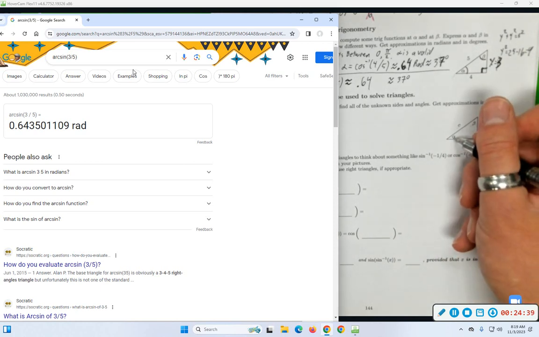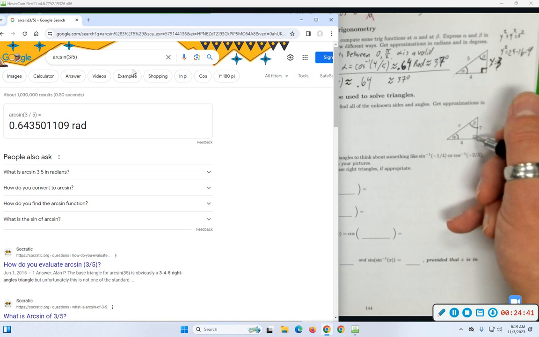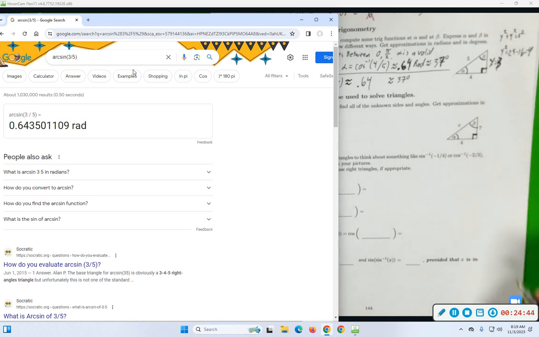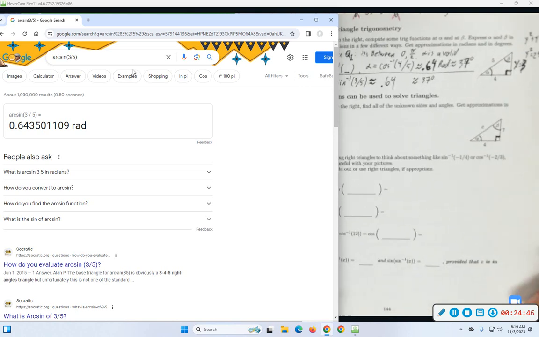Here's a triangle. There are 2 unknown angles, alpha and beta. Here's a right angle, so an angle of pi over 2. Determine these angles.